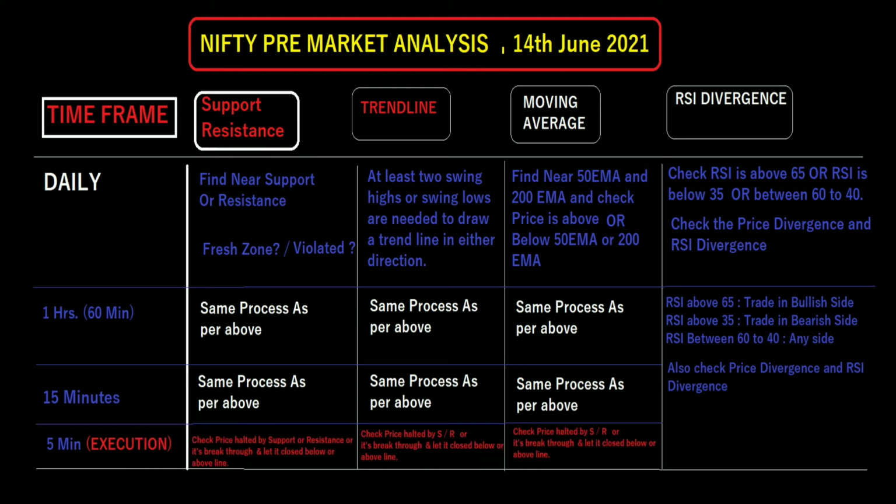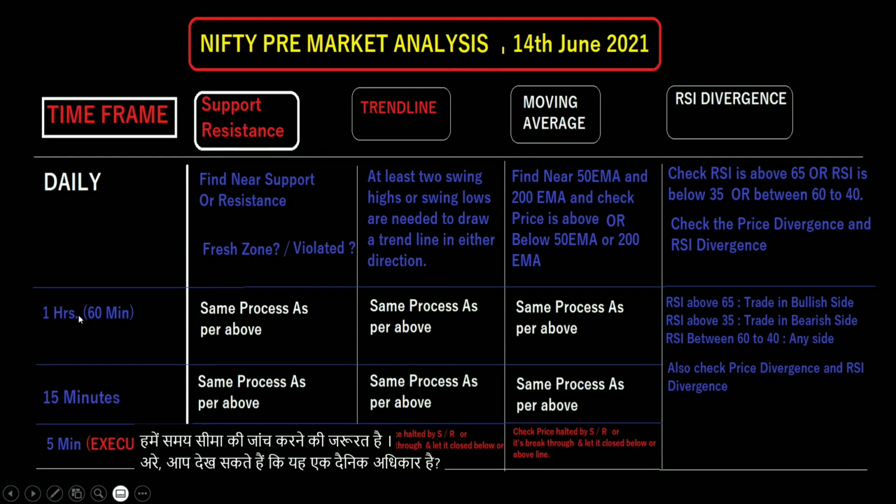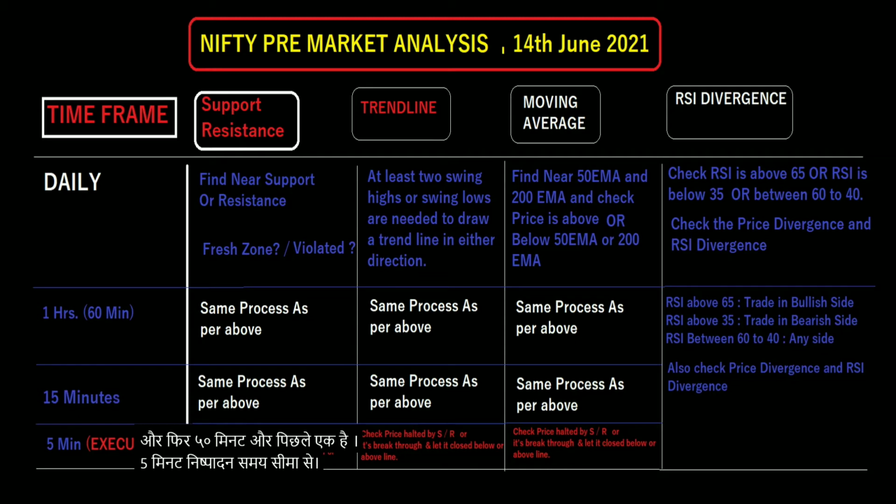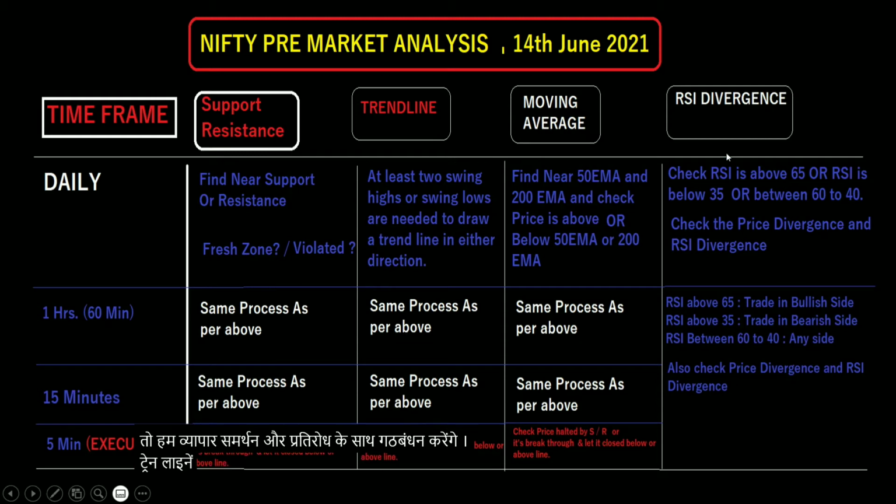So guys, first we need to check the time frame. You can see it's a daily, right? Then 1 hour, which means 60 minutes, and then 15 minutes, and the last one is 5 minutes. It's an execution time frame. We will combine it with trade support and resistance, trend lines, moving averages, and the last one is RSI divergence, which was learned in the last video.